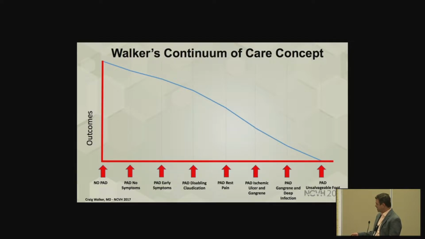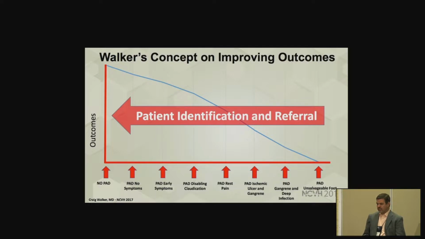So on the bottom of this slide right here, as we go towards the right, we are having more and more disease to where we have unreconstructible vascular disease and lose a leg. And so outcomes get worse the more disease progress there is. And so the only way to actually fix this is to start to identify people on this side where they have no disease or very little disease. And that's where we can actually start to change outcomes and get people on the proper therapy.